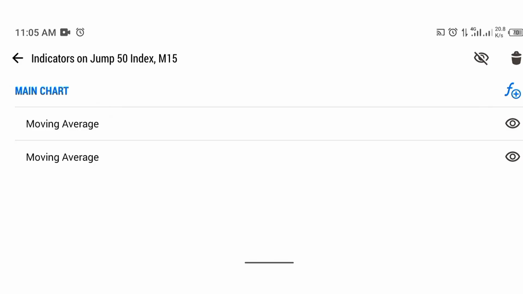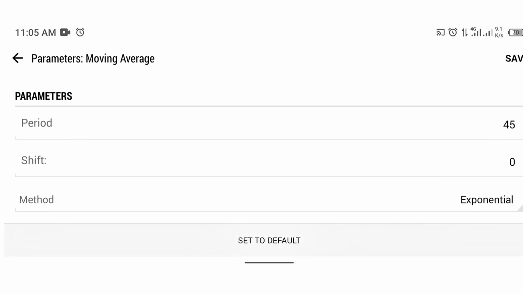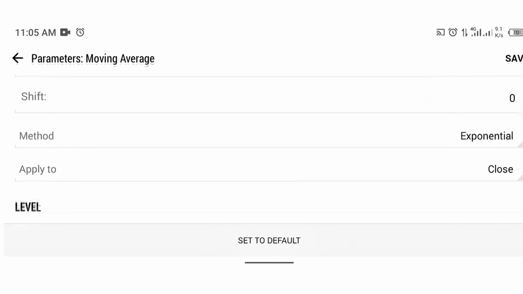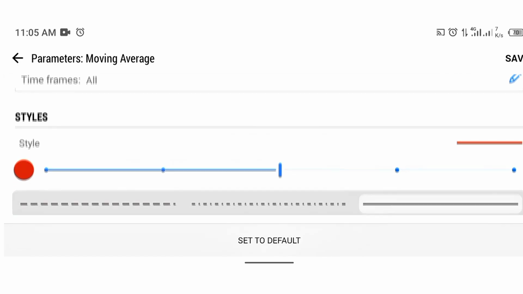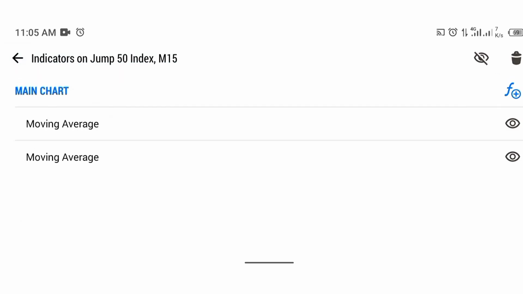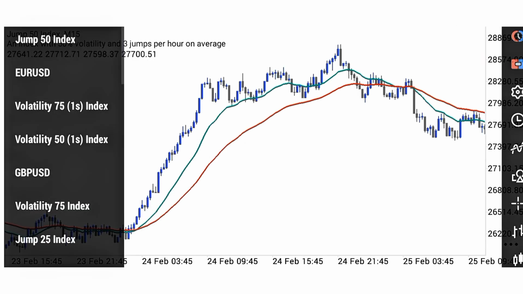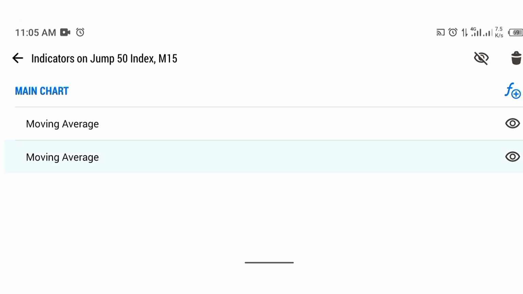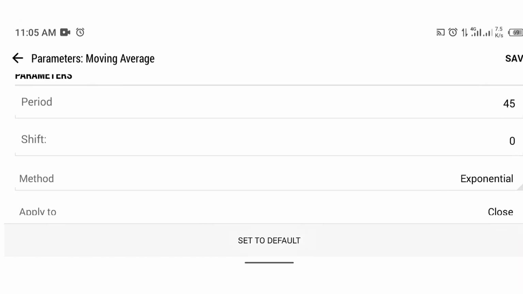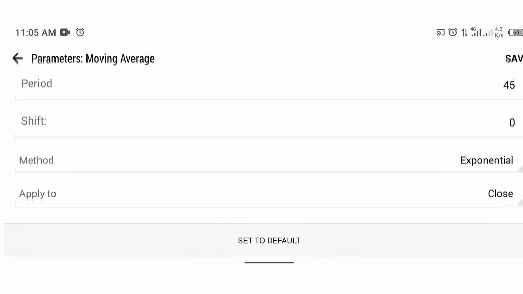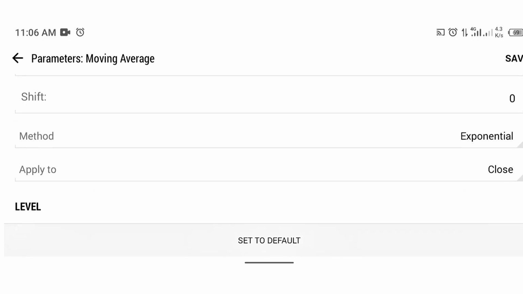So the first thing I did was that I added the 45 period moving average. That's the first one, which is the red moving average that you see on the chart. This red moving average you see on the chart is the 45 moving average, and here are the settings for that. So you make your period 45, then leave the shift at 0.